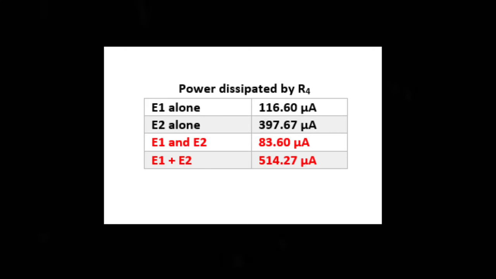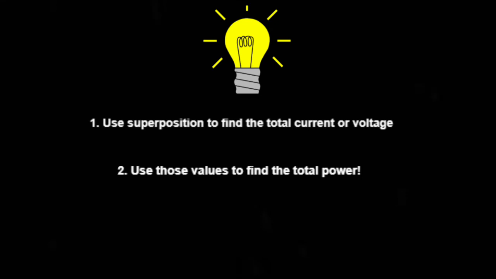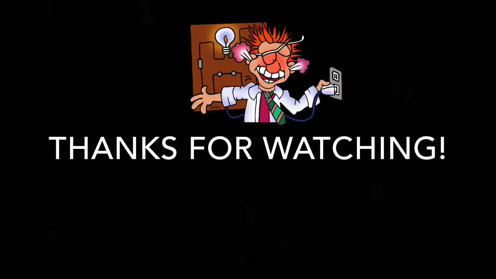When adding the power measured when the circuit contains only E1 and then E2, we clearly do not get the same result as when the circuit contains both E1 and E2. However, we could use superposition to find the total current or voltage and use those values to find the total power. Thank you for watching the video.